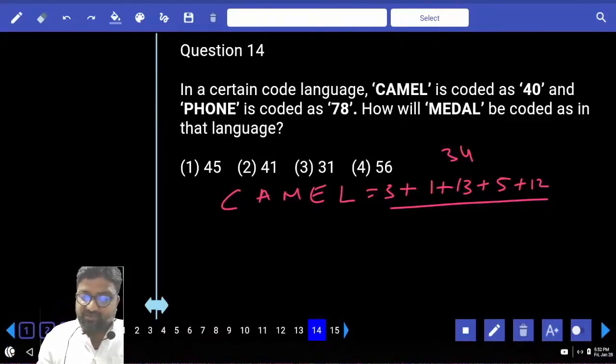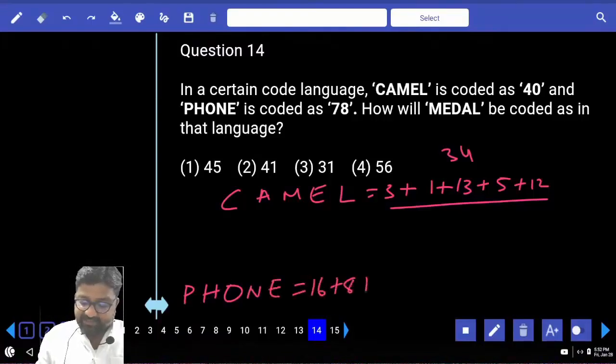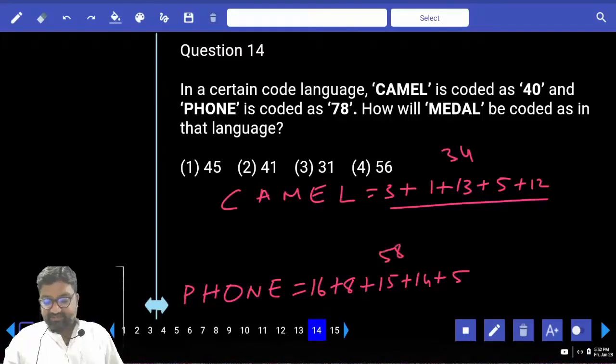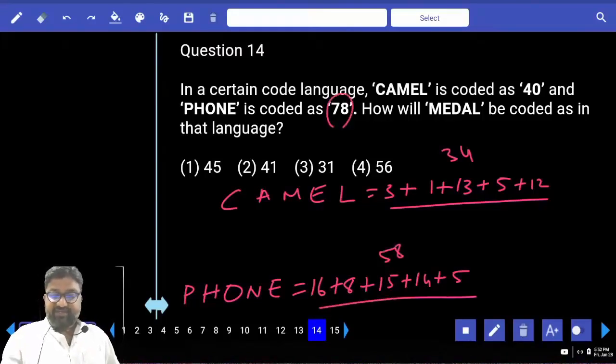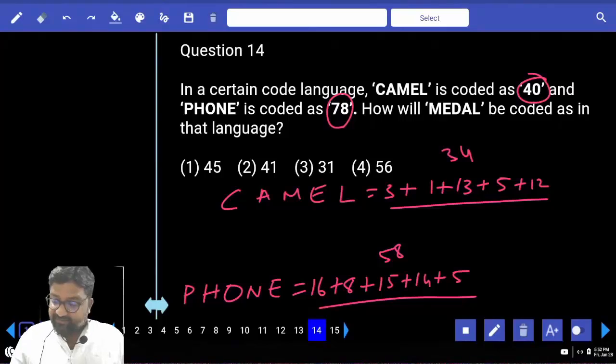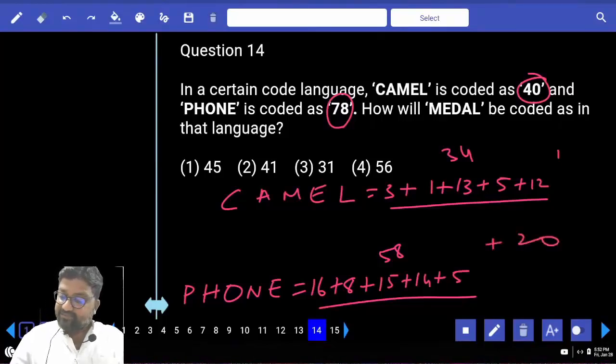Let's go for the next one. It is phone. 16 plus 8 plus 15 plus 14 plus 5. 16 plus 8 is 24. 24 plus 15 is 39. 39 plus 14 is 53, plus 5 is 58. This is 58. But the value here is 78. The value here is 40, and the extra I need is how much? 20. Where will I get this 20 from? Where will I get this 6 from?